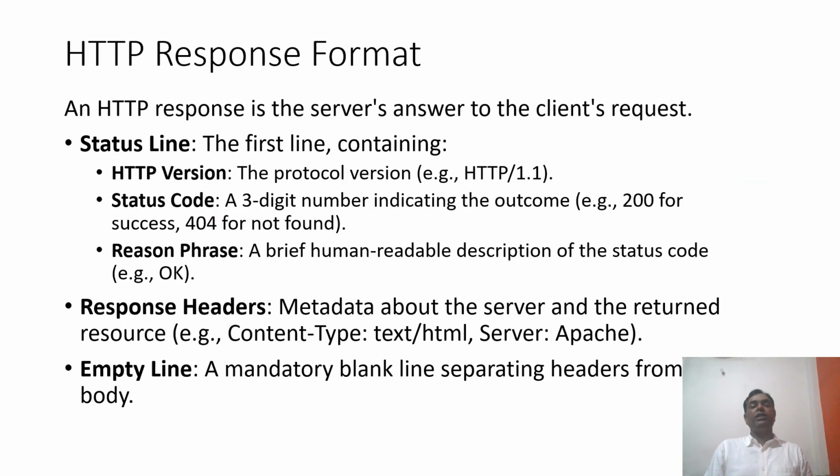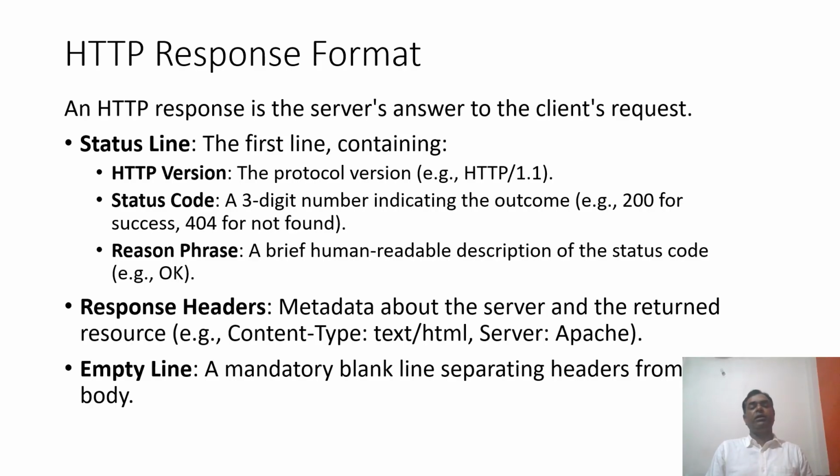HTTP response format. That means the response we get from the server after sending the request. This format contains a status line, the first line, containing the HTTP version, the protocol version, like HTTP 1.1. Then the status code, basically a 3-digit number indicating the outcome. For example, it can be 200 for success or 404 for not found. Then the reason phrase, a brief human-readable description of the status code. For example, in case of 200, it is OK.